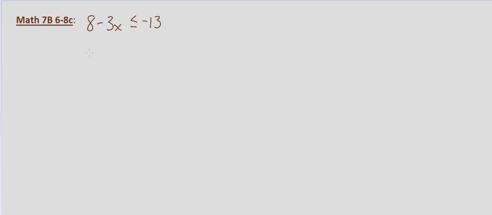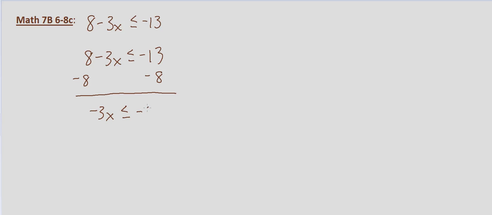So we start with 8 minus 3x is less than or equal to negative 13. We want to isolate the variable term, the negative 3x in this case, so we'll subtract 8 from both sides. So 8 minus 8 is 0. That leaves us with negative 3x on the left-hand side is less than or equal to negative 21. Negative 13 minus 8 is negative 21.